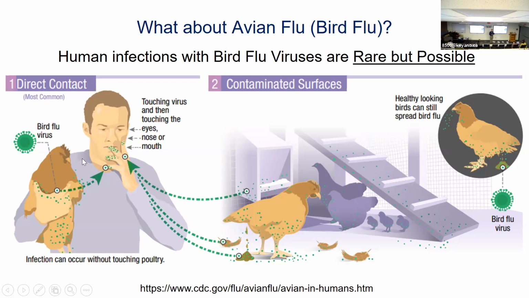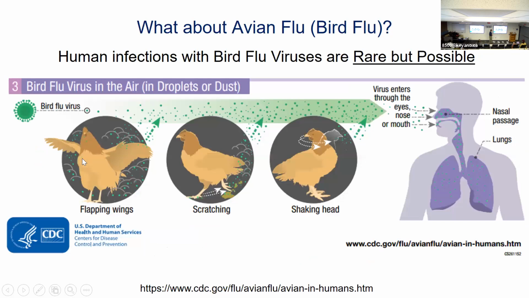What if this virus does do a recombination event in a pig and then becomes a highly pathogenic thing? Because a lot of these are really highly pathogenic. I'll show you some numbers in a minute. But I had another image here.